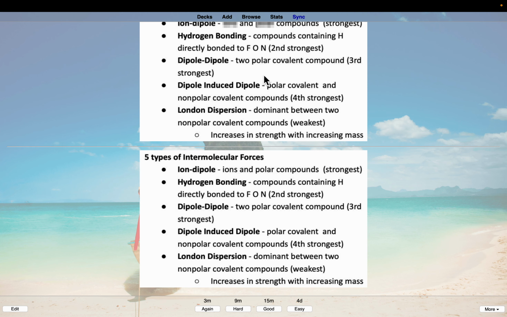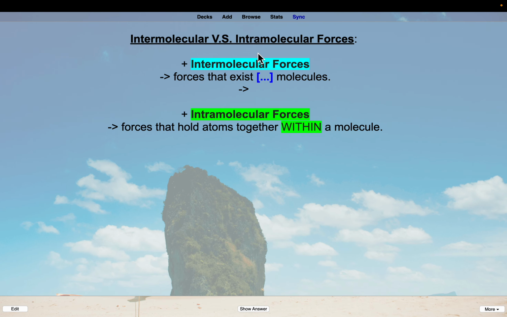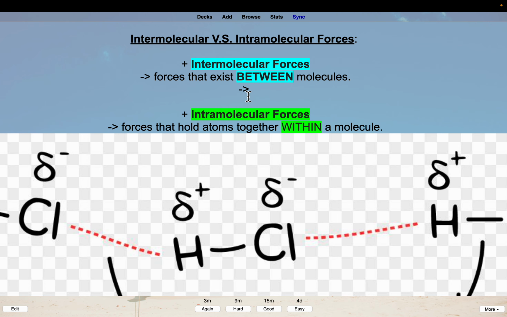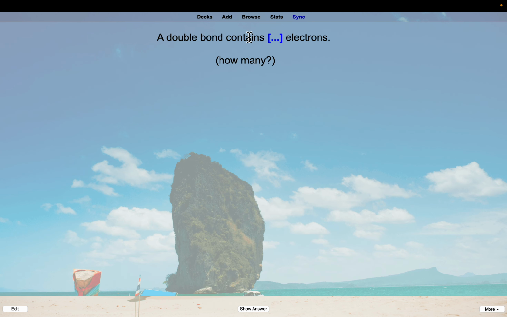5 types of intermolecular forces. Intermolecular forces versus intramolecular forces. For intermolecular, they are forces that exist between molecules. For intra, within a molecule. So holding atoms together. So there are atoms in a molecule. Yeah, that's it.